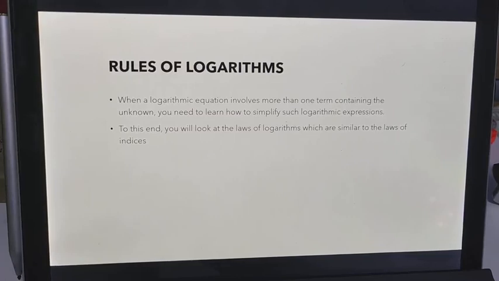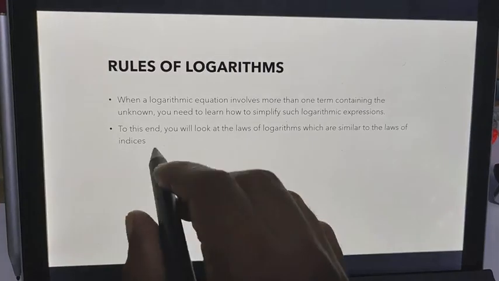When a logarithmic equation involves more than one term containing the unknown, mostly you need to learn how to simplify such logarithmic equations. And to this end, you will look at the laws of logarithms, which are similar to the laws of indices.